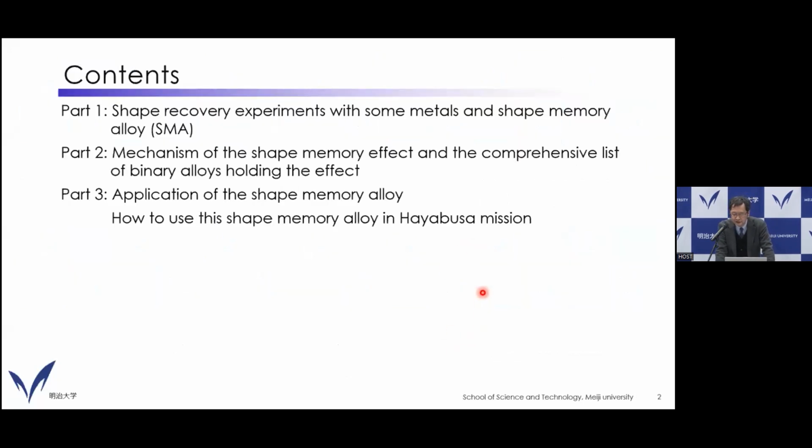The content of this presentation is as follows. Part 1. I'll show you some videos of shape memory experiments with some metals and shape memory alloys. And then, part 2, I explain the mechanism of the shape memory effect and a comprehensive list of binary alloys holding the effect, by myself. Third, part 3. I show you the applications of shape memory alloy and how this material is used in the Hayabusa mission.